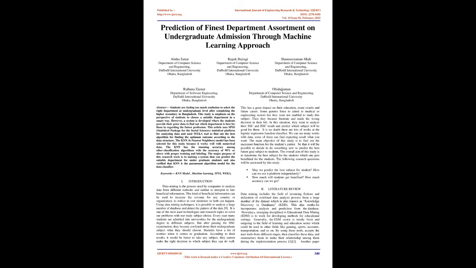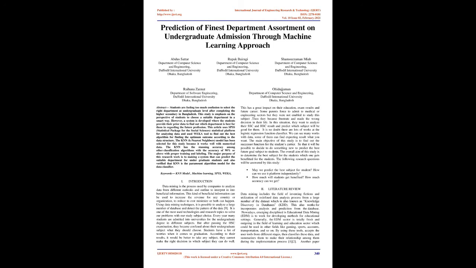This article uses SPSS, Statistical Package for the Social Sciences, as a statistical platform for analyzing data, and used the WEKA tool to find out the best algorithm for finding the optimum outcome according to the data structure. The KNN, K-nearest neighbors, model has been selected for this study because it works well with numerical data.